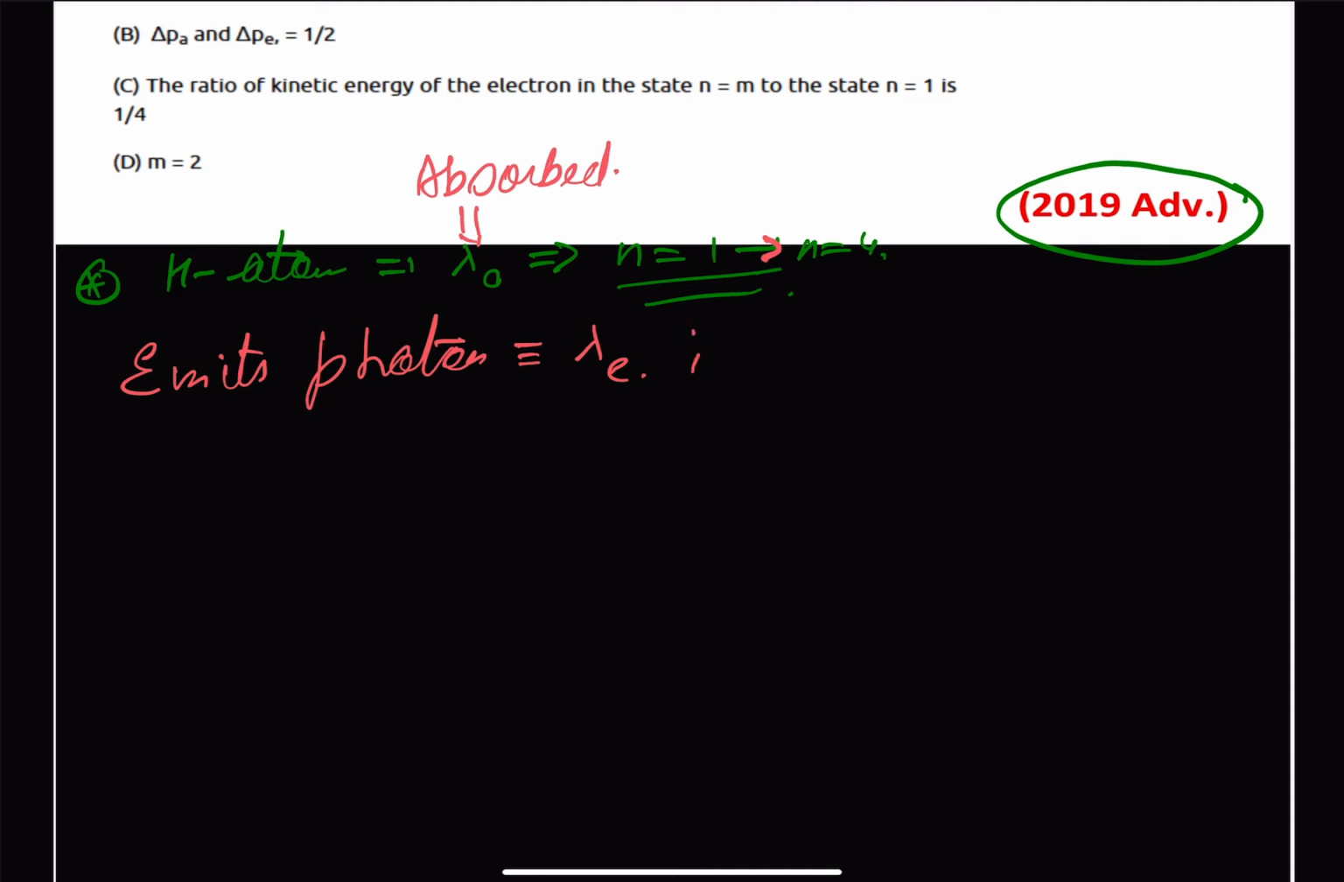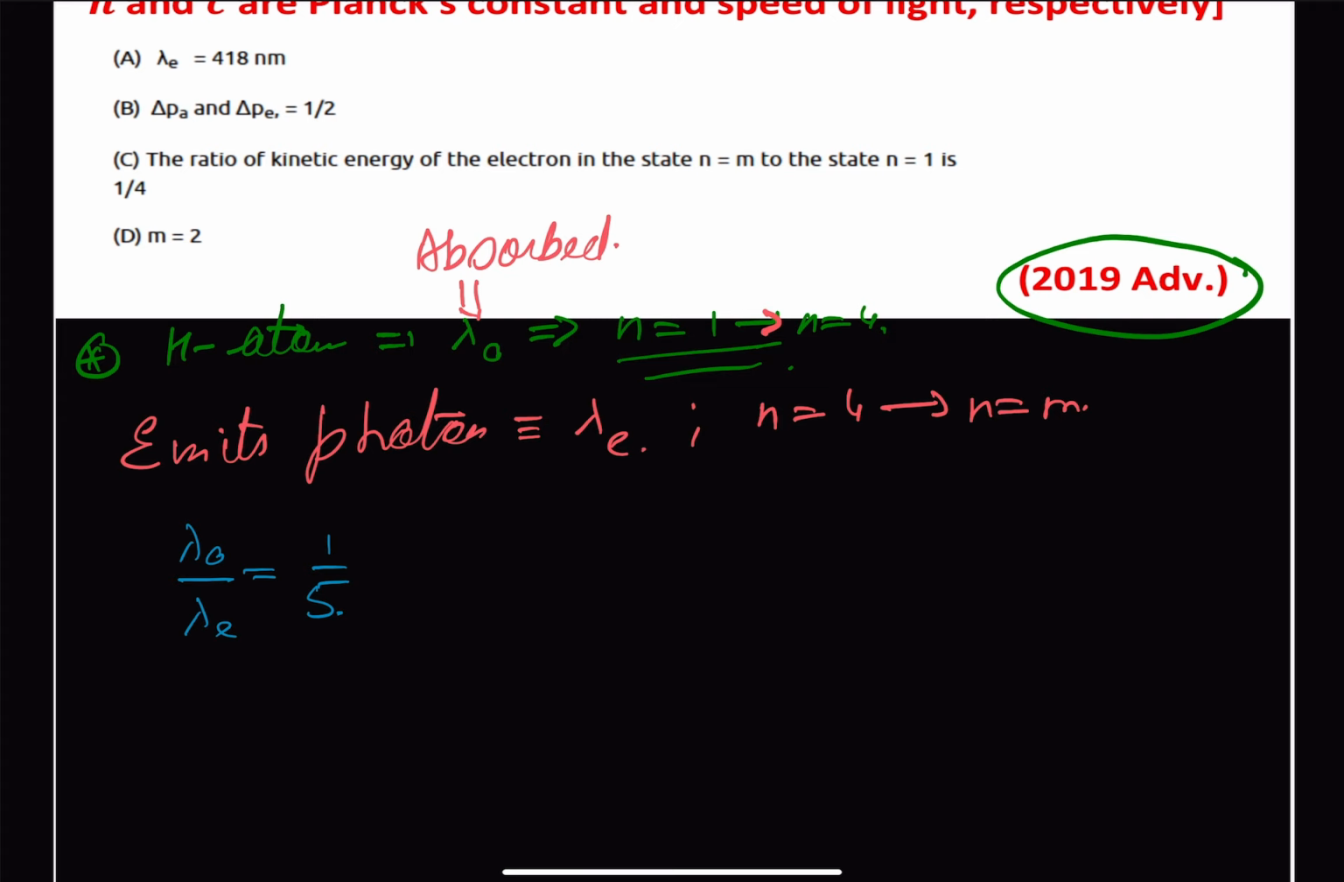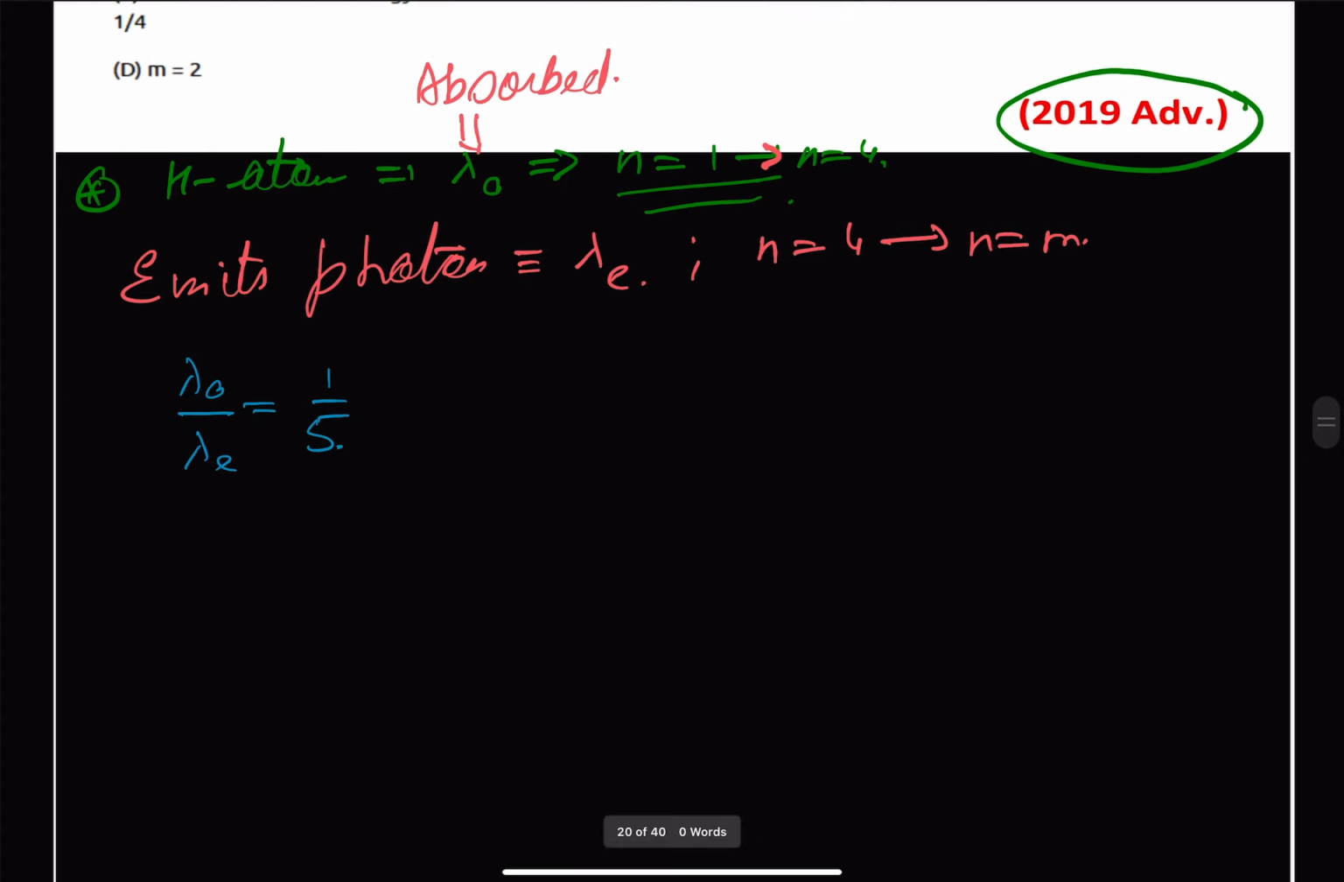when the transition it makes from n is equal to 4 to n is equal to m, and the ratio of lambda A upon lambda E is also given to us. Lambda A upon lambda E is equal to 1 upon 5. So first of all, it is given that lambda E is equal to 418 nanometer. So we are going to find out the energy level or difference in energy, and then we can find out the wavelength.